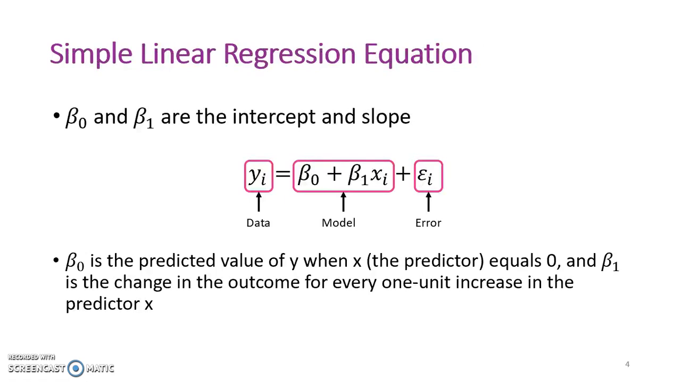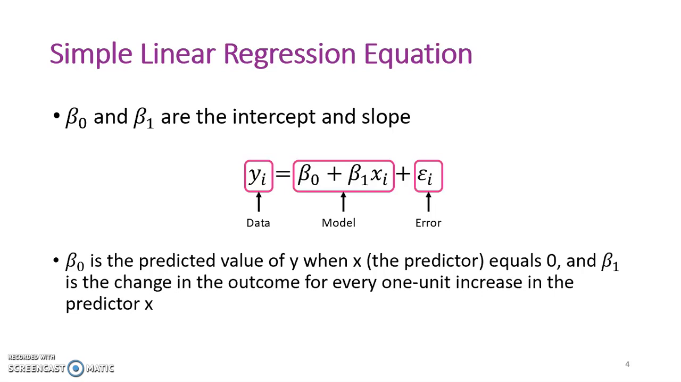Let's take a look at the equation for simple linear regression. There are two parameters of interest to us. Remember that parameters are the population parameters that we are going to estimate. So there are two parameters we are going to estimate in a simple linear regression equation. And the two parameters that we're interested in are the intercept and the slope.